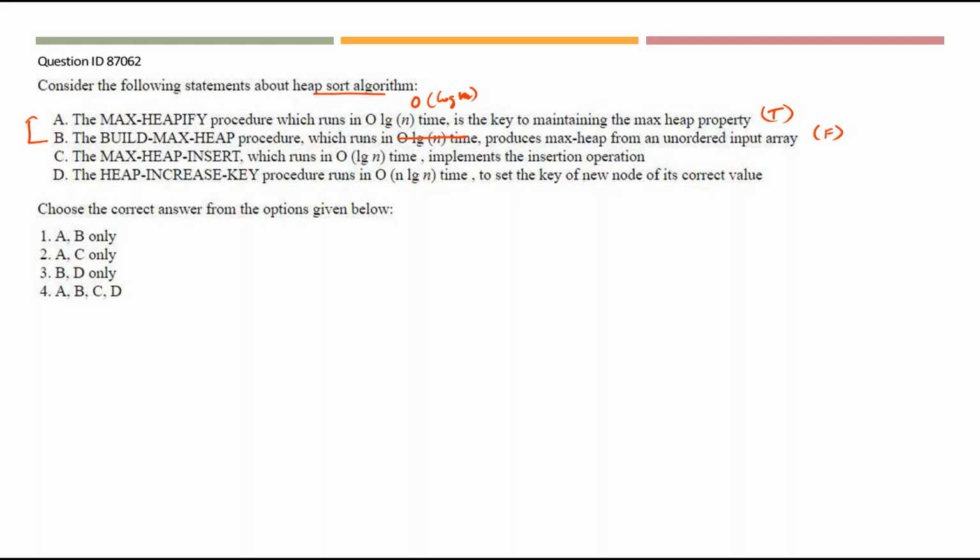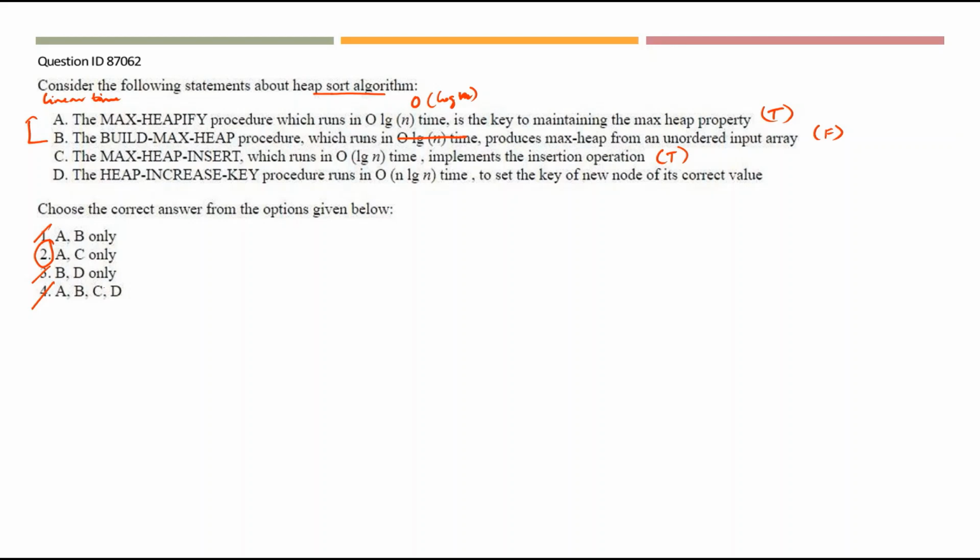The build max heap procedure runs in linear time. The max heap insert, which runs in O of log n time, implements the insertion operation. This is true. Are A and C included in any answer? Yes, they are included in two options. I am removing the rest of the options here. But when I say B is wrong, I automatically say 4 is also wrong. So option number 2, A, C only, will be right.